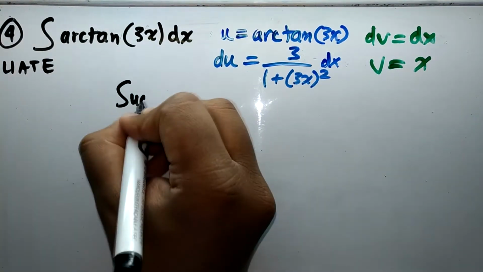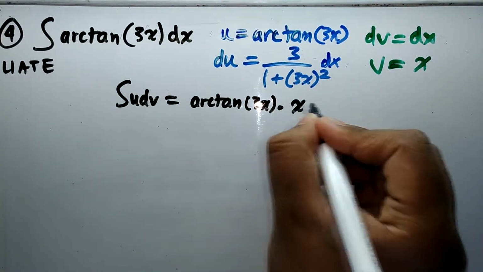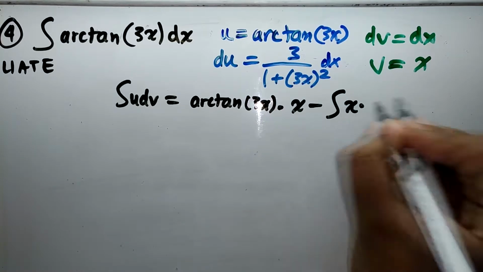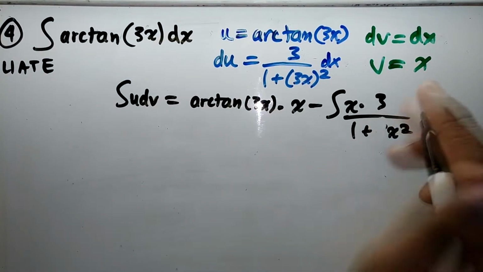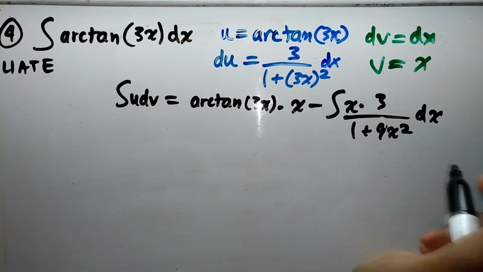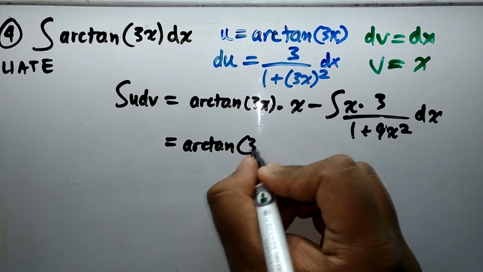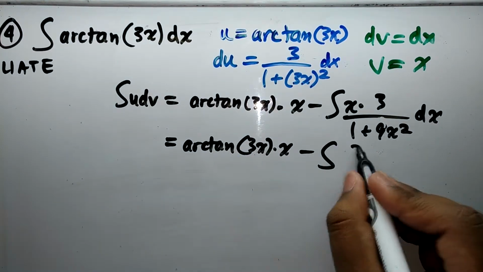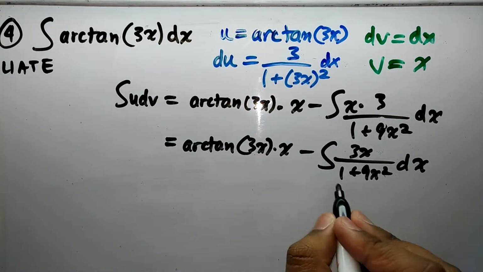and then we use the IBP formula, so we get u times v, which is arctan 3x times x, minus the integral of v du, which is x times 3 over 1 plus 9x squared, if you expand the (3x) squared there. And you end up getting, inside the integral, 3x over 1 plus 9x squared.